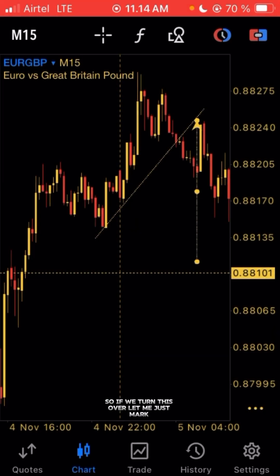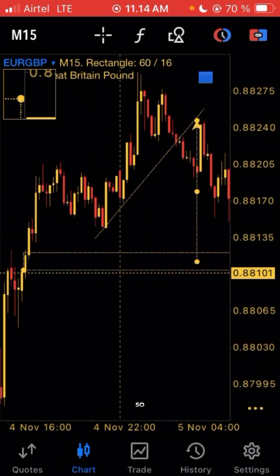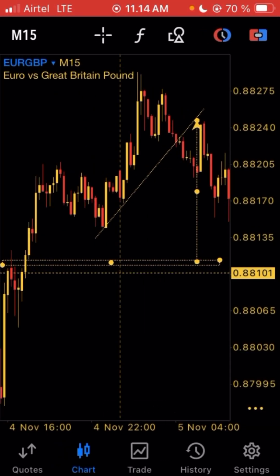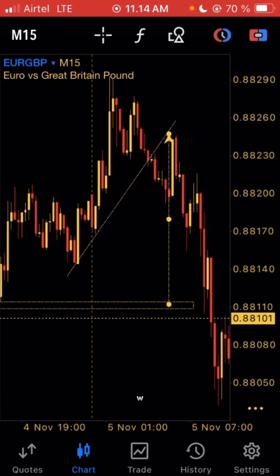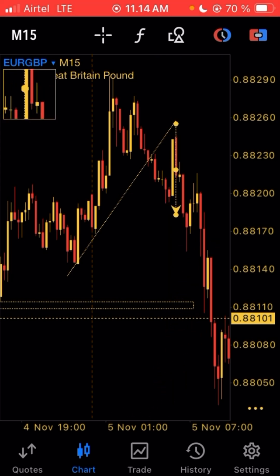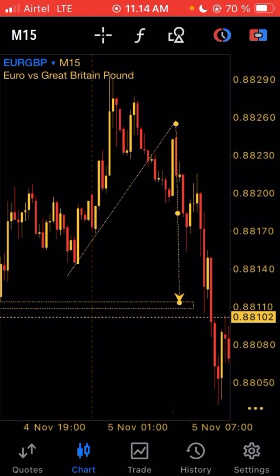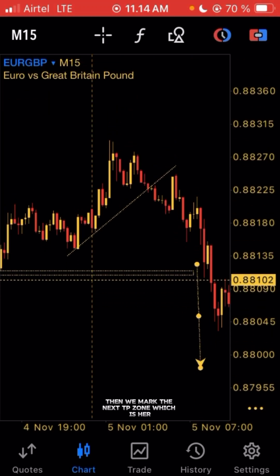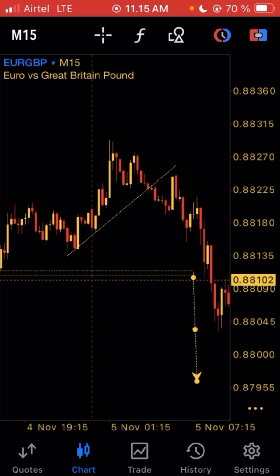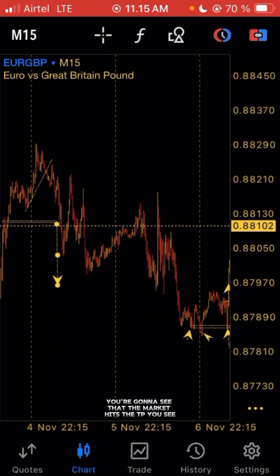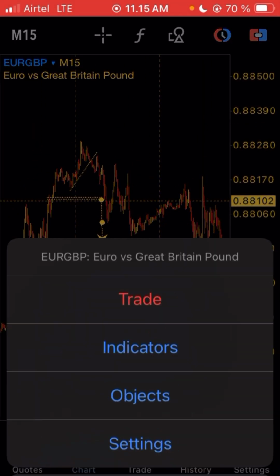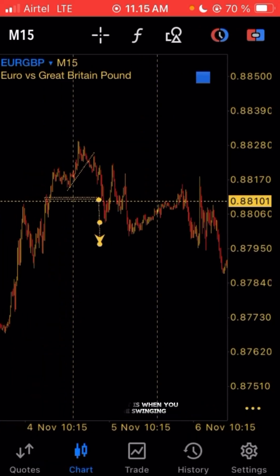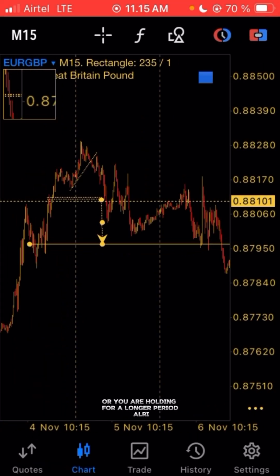And then we put our TP right there. So if we turn this over, let me just mark the TP. This will be our first TP right here. So you see, the trend line will help you identify your exit and your entry, right? If we want to mark our TP2, then we are going to double this up. If we take this from here to here, then we mark the next TP zone, which is here. You're going to see that the market hits the TP. So that is when you are swinging or holding for a longer period.